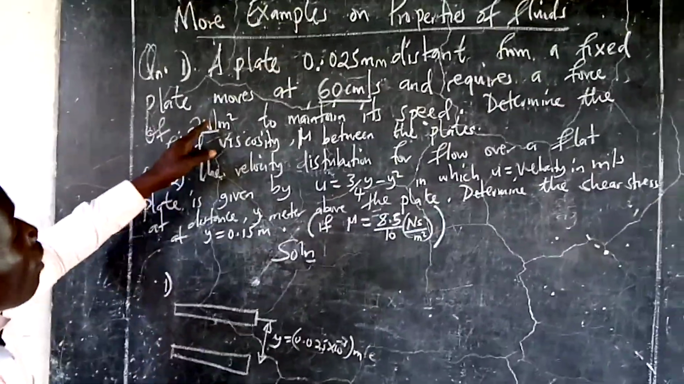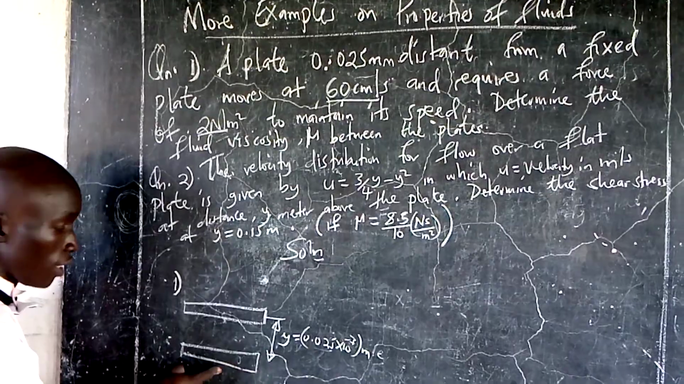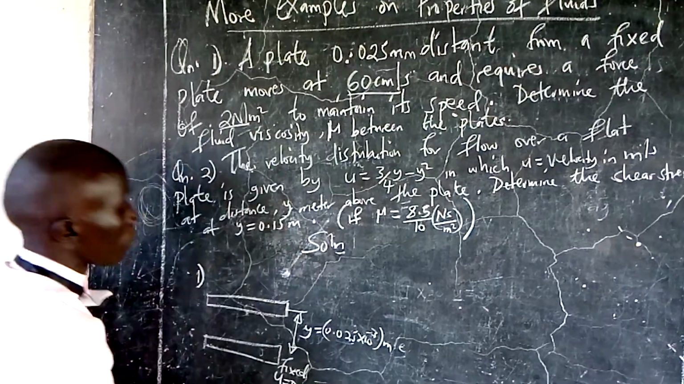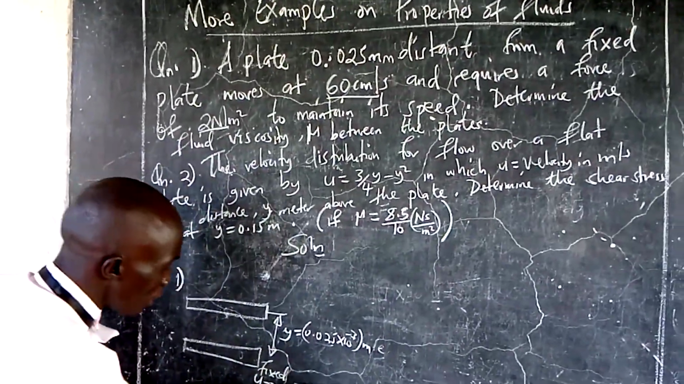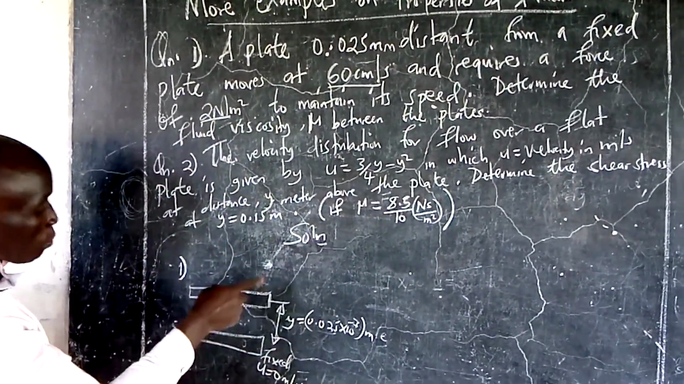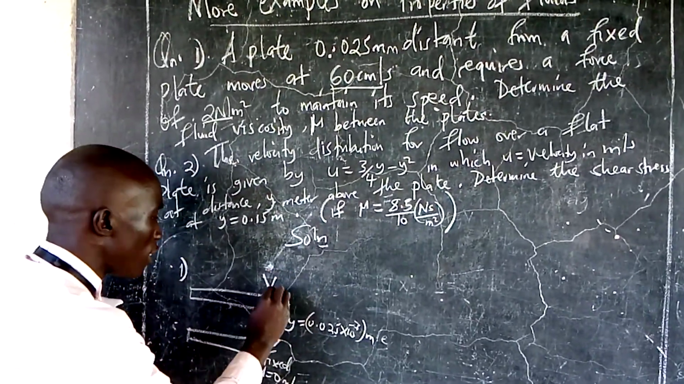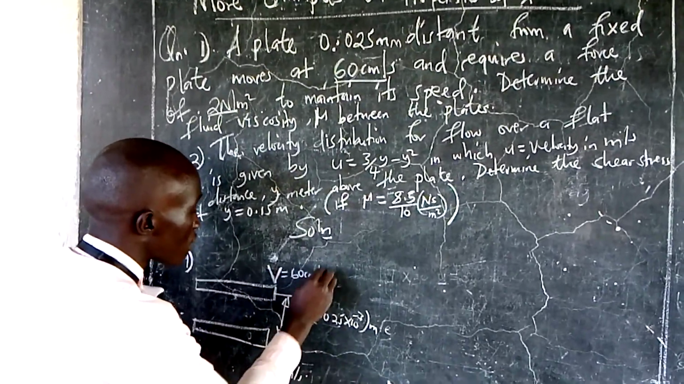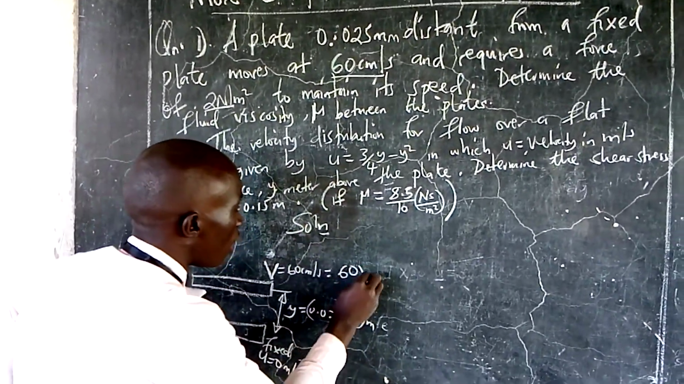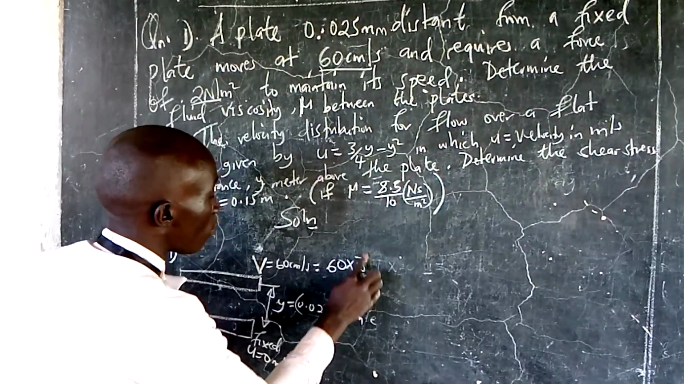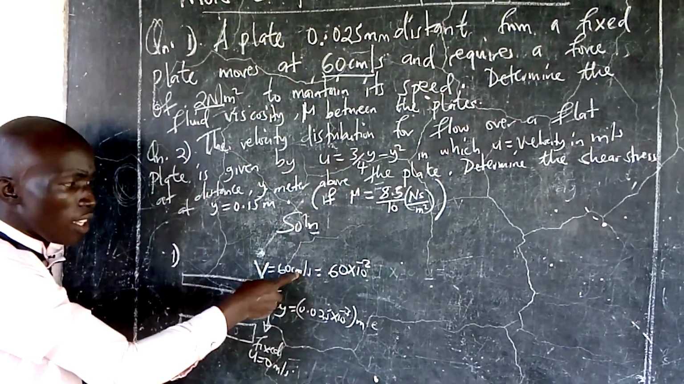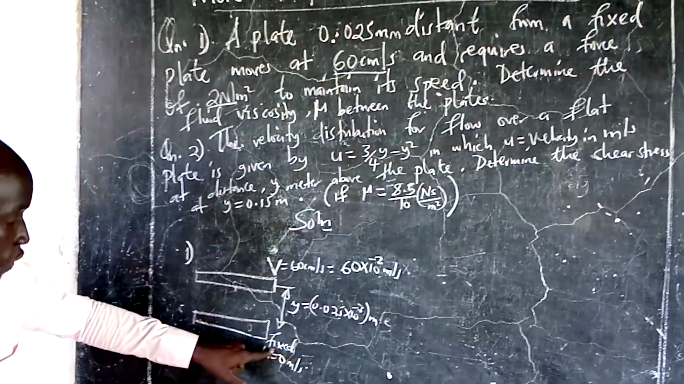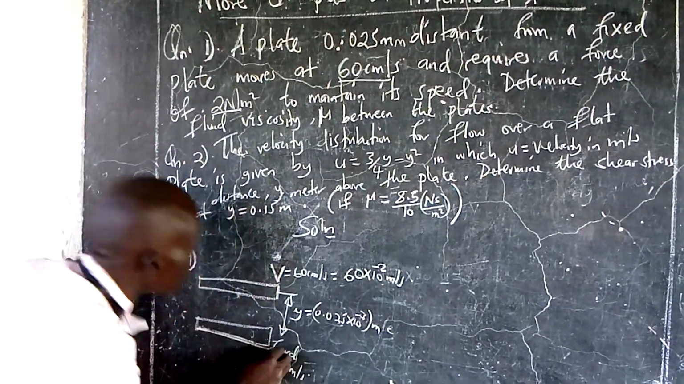Then from a fixed plate, so this plate is not moving, it's fixed. That means, since fixed, our velocity here is 0. So you are using 0 for this, which is meters per second. This plate is moving, that means our velocity v for this plate here is going to be equal to 60 centimeters per second, which is the same as 60 times 10 power minus 2, because it is the change from centimeters to meters per second. This is our velocity, this is our y, the plate is fixed, this one is moving. Now, that's it. Then what next?